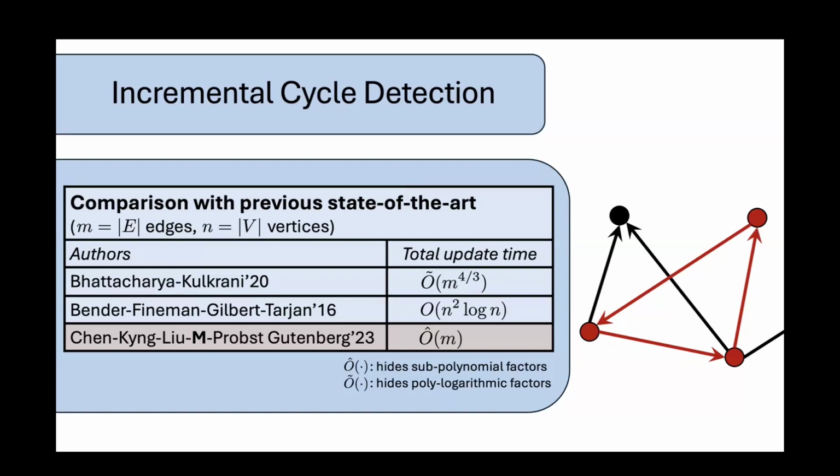And you see that the algorithm by Bender, Fineman, Gilbert, and Tarjan is better if m is roughly equal to n², which corresponds to the dense setting. And the algorithm by Bhattacharya and Kulkarni is better in the sparse setting. Finally, our algorithm runs in time almost linear in the number of edges, which is good in both the sparse and the dense setting, but we have quite large subpolynomial factors overhead. So for a very dense graph, actually Bender, Fineman, Gilbert, and Tarjan's algorithm is still faster.